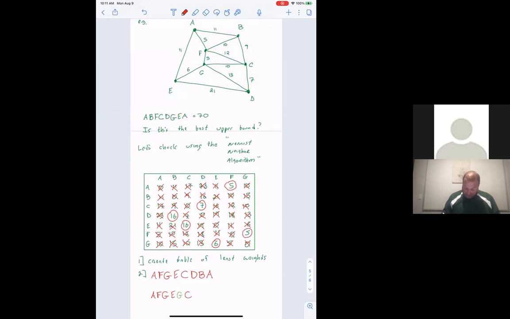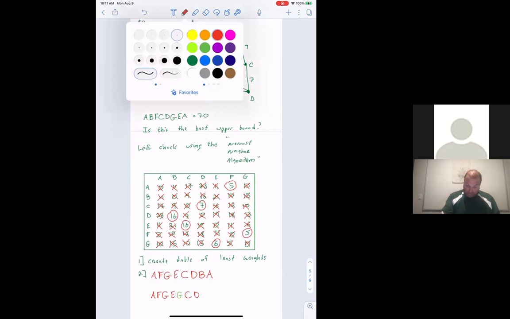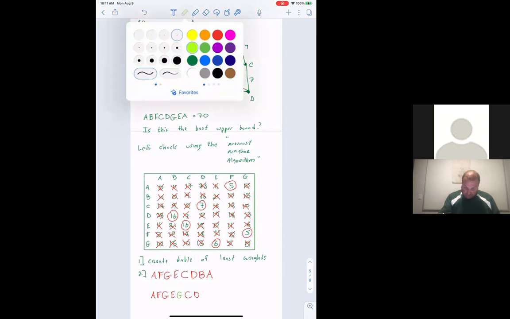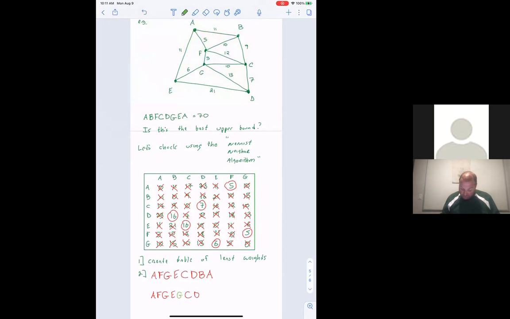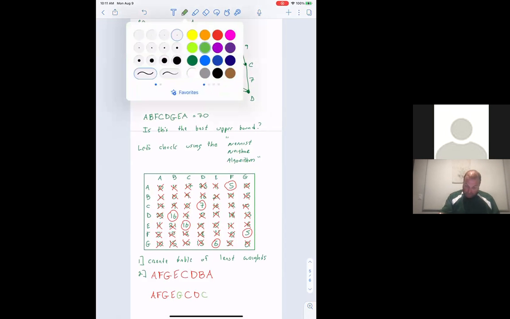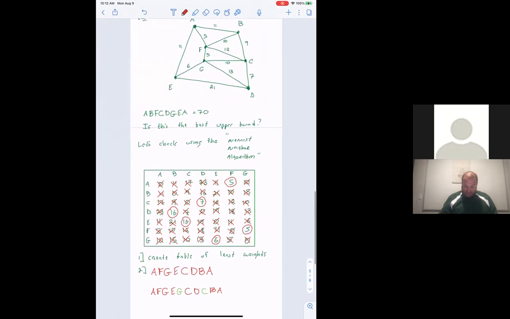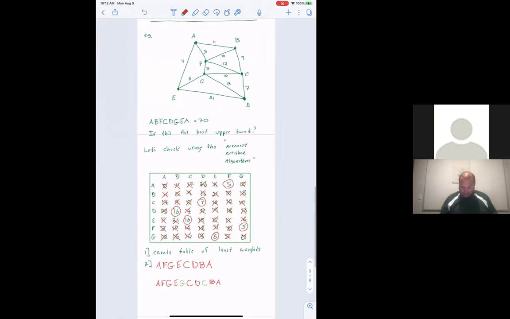Once I'm in C, I can go directly to D. Once I'm in D, I cannot go directly to B. So if I want to get to B, which way do I go? From D to C, and then B, and then from B, I can get directly to A, the shortest route. So let's calculate this number and see what it is.